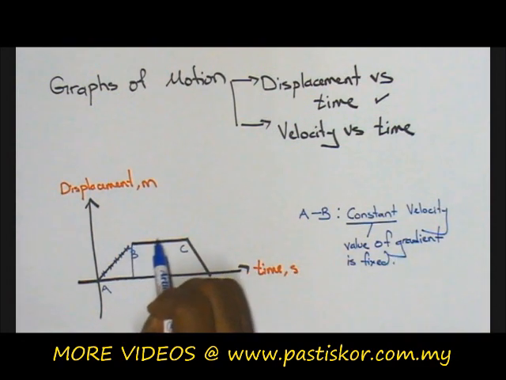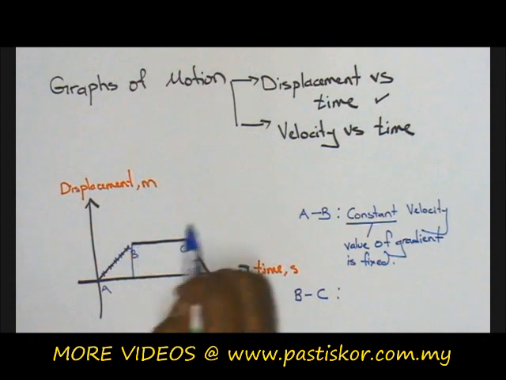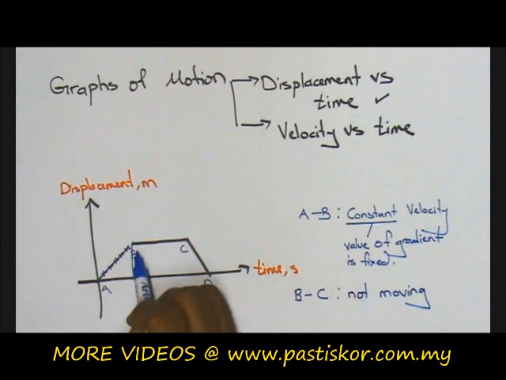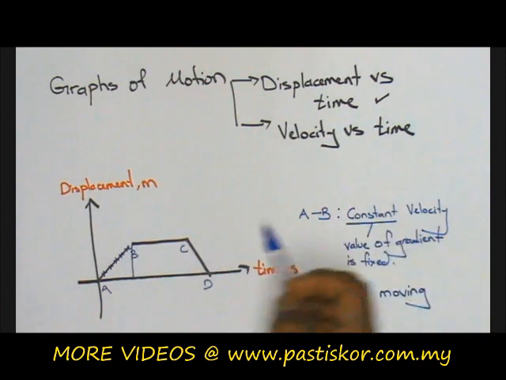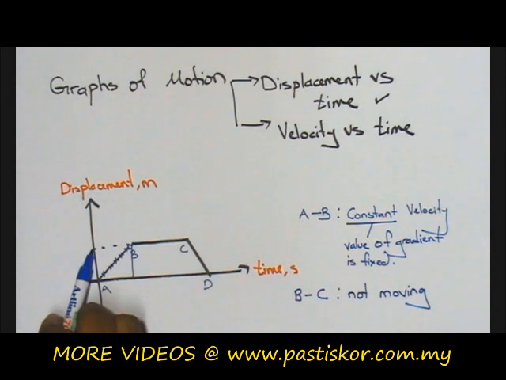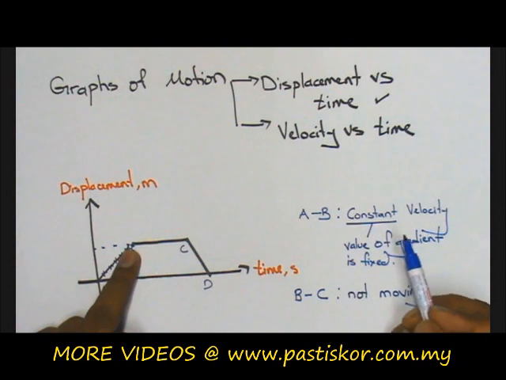Now, from B to C, we say that the particle or the car or whatever vehicle is used, is not moving. That is what happens from B to C. You can see clearly that the displacement is the same. You don't have any addition in displacement, isn't it? You will see the displacement stays the same. So, because the displacement is the same, basically the car is not moving.